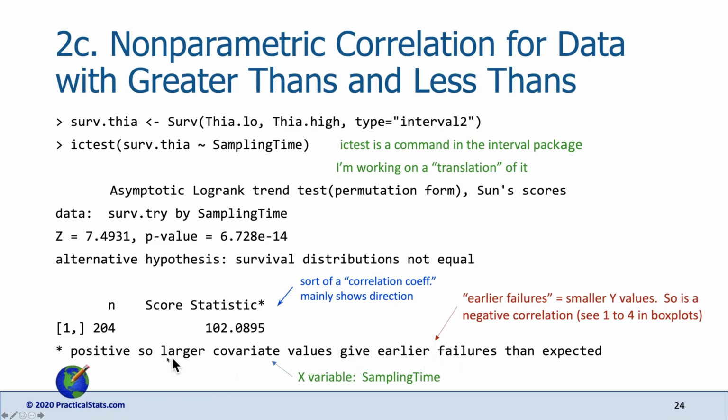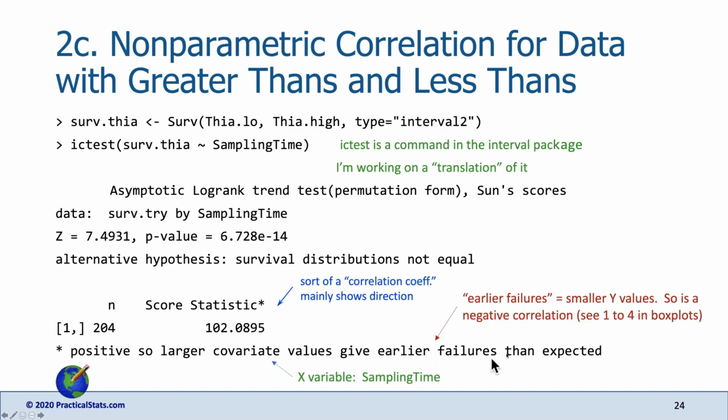So what does that mean? Covariate values, just the x variable. It's the covariate, the covariable with the y variable, which is the variable you're interested in. So larger sampling times give earlier failures. That means smaller detected values. Detects are the survival analysis failures. A failure is something that you have an exact value for. It's not a censored value.